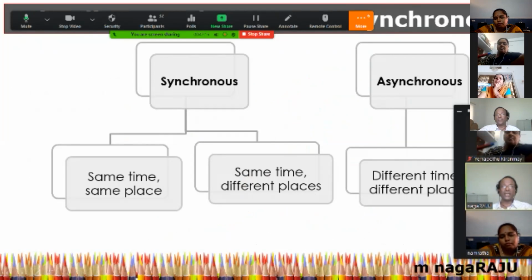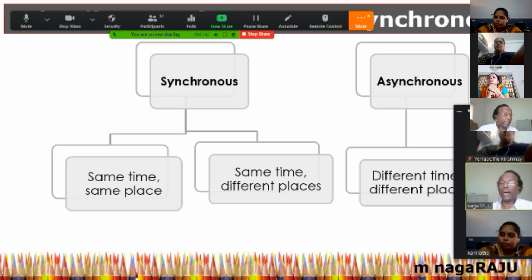What is this? Learning happens in two ways. The first is called synchronous. Synchronous means when the teacher is teaching, the learners are learning, and all learners are learning at the same time. Suppose I go to 10th class B section and I have 40 students in my class. The teacher is teaching from 10 o'clock to 10:40, and all the 40 students are there from 10 o'clock to 10:40. 40 students plus 1 teacher are engaged in the process of teaching and learning at the same time. That is synchronous.